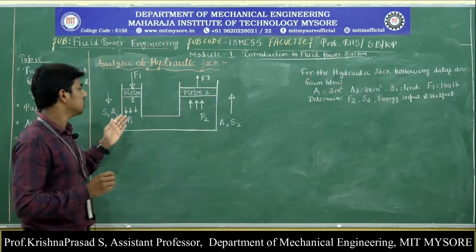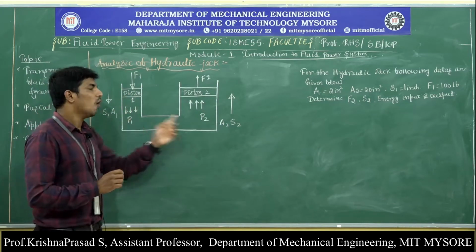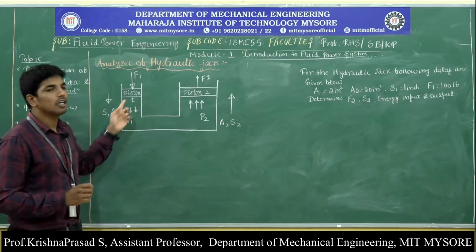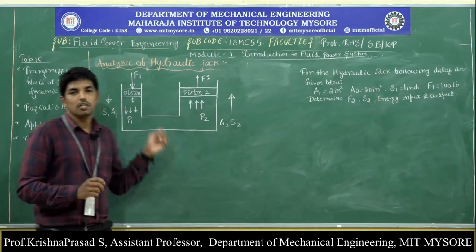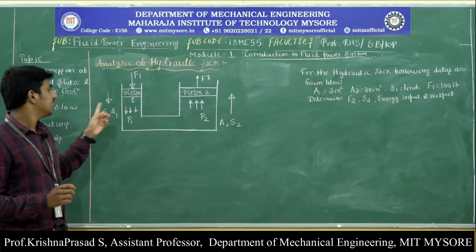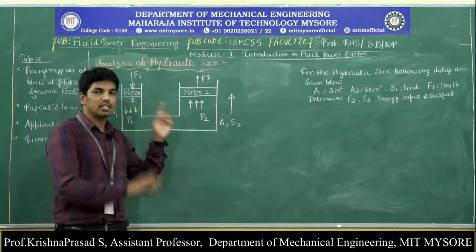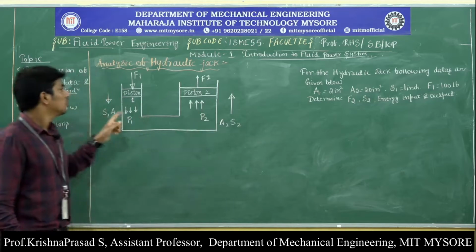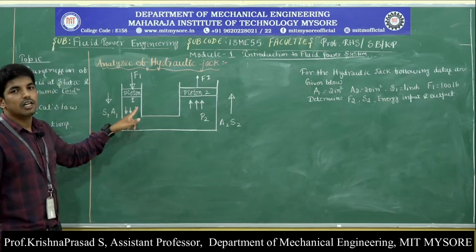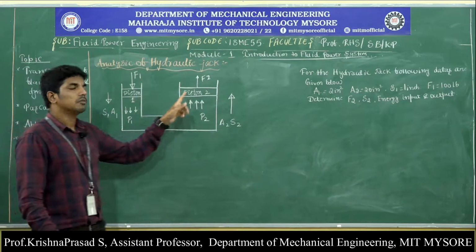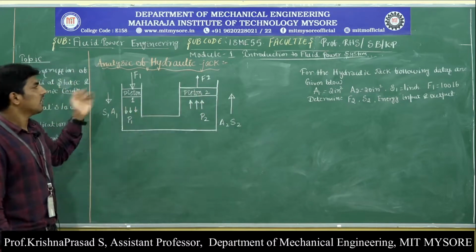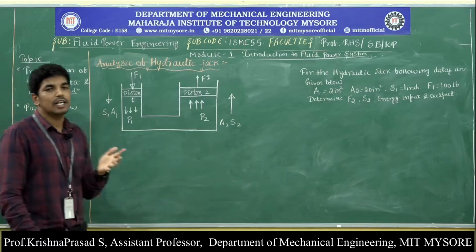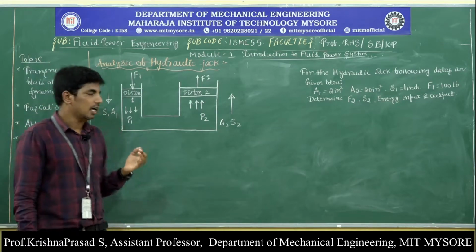In the car service station, it mainly consists of two hydraulic cylinders. One has a small diameter, and the other is called the large diameter cylinder. The small diameter cylinder has an area A1 and the large diameter cylinder has an area A2. The small diameter cylinder has the piston P1 and the large diameter cylinder has the piston P2. This hydraulic jack is used to analyze the working of Pascal's law.